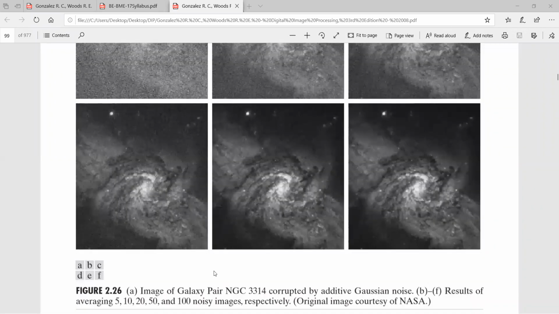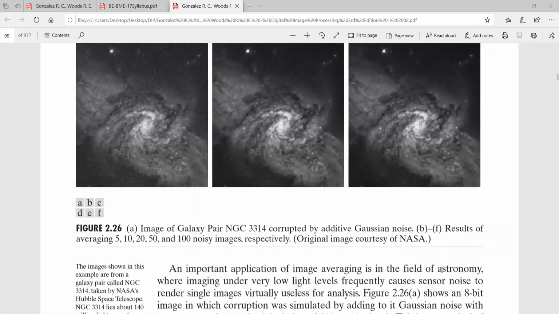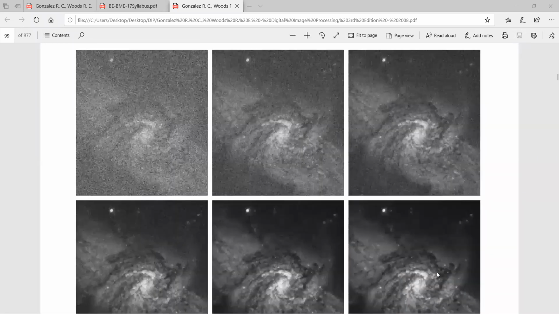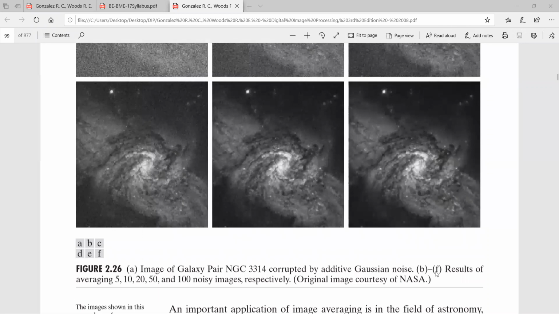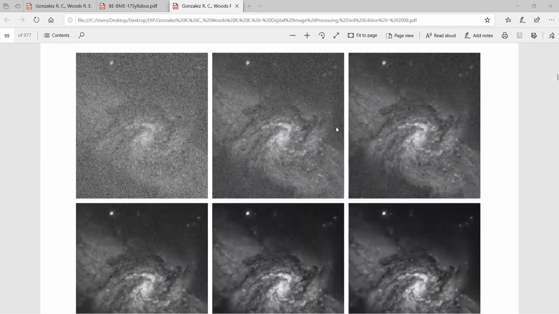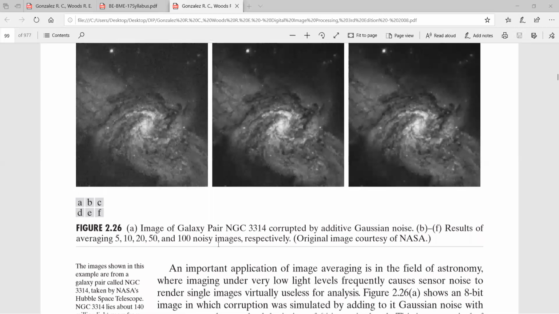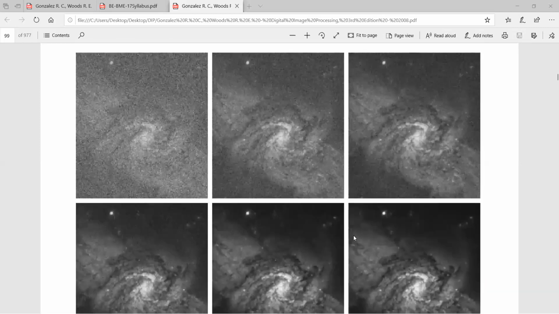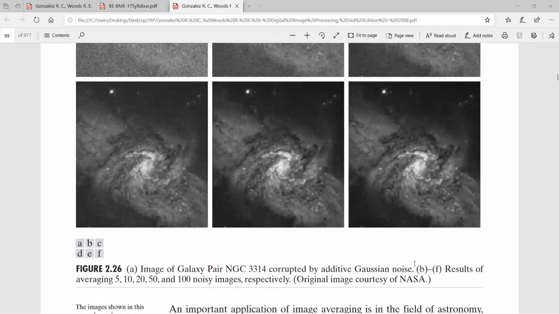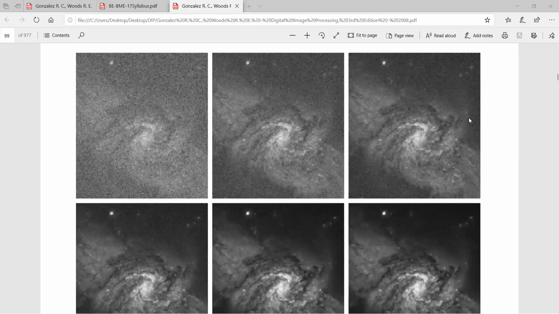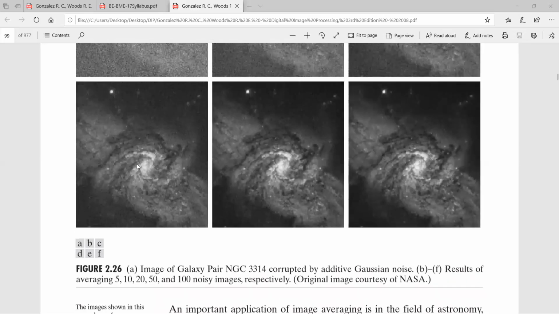An especially important application of image averaging is in the field of astronomy. There are around 6 images over here: first, second, third, fourth, fifth, sixth. The first one is an image of a galaxy pair, NGC 3314, which has been corrupted by additive noise. Then you go on adding the same set of noisy images. B to F are the results of averaging: you average 5 images, 10 images, 20 images, 50 images, and 100 noisy images.